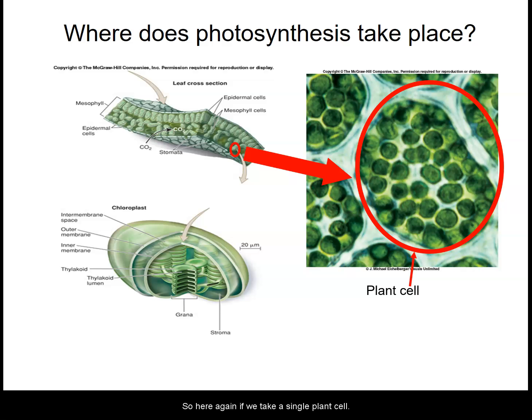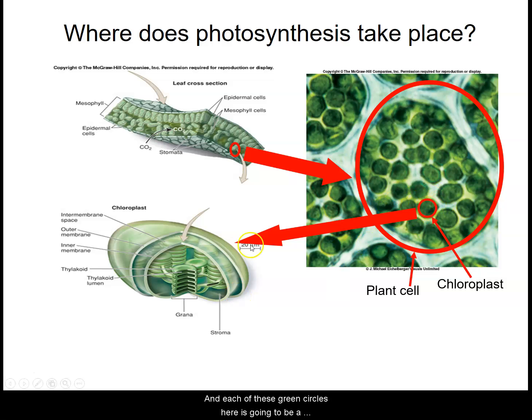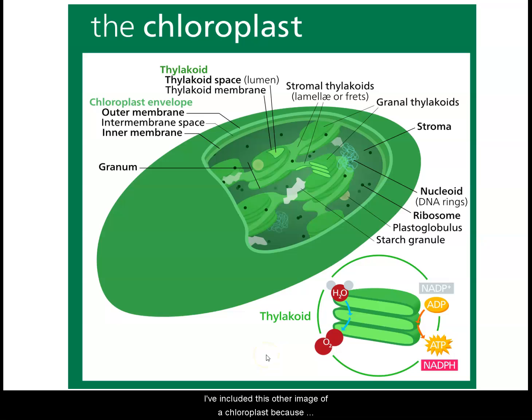So here again, if we take a single plant cell, each of these green circles is going to be a different chloroplast. So the plant cell itself is full of numerous chloroplasts. I've included this other image of a chloroplast because there's a couple of features here that aren't as well depicted in our textbook. One thing I like to point out is that chloroplasts have their own chromosomal DNA, just like ribosomes do as well. And so when we're talking about a plant cell, they're going to have their nuclear DNA, mitochondrial DNA, as well as the DNA found in the chloroplast.